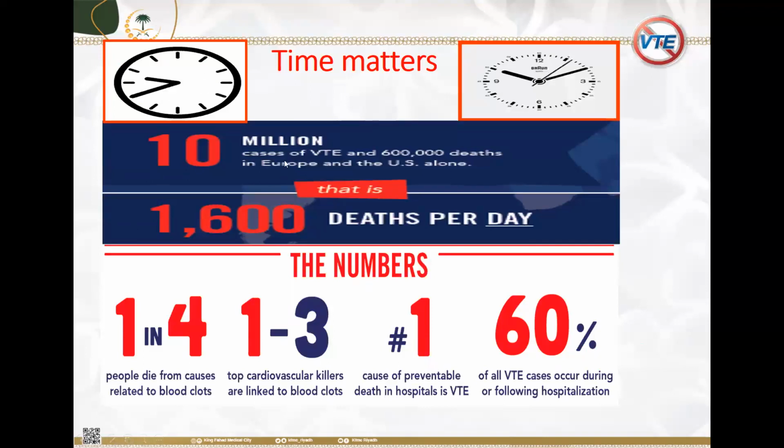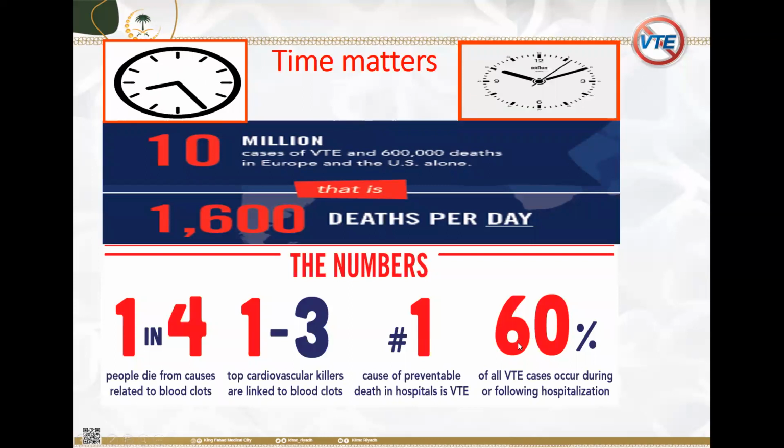We have 10 million cases of VTE, about 600,000 deaths in Europe and United States. That is equivalent to 1,600 deaths per day. And if you translate it to daily mortality, it's about one death every hour. And really time matters for these cases. Just to know that 1 in 4 people die from causes related to blood clot, could be acute MI, stroke, or massive pulmonary embolism. So any vascular cause, and it is the top cardiovascular killer. It's the third cardiovascular killer after acute MI, then stroke, followed by massive PE. And it's the most important point here. It's the number one cause of preventable death in hospitalized patient.